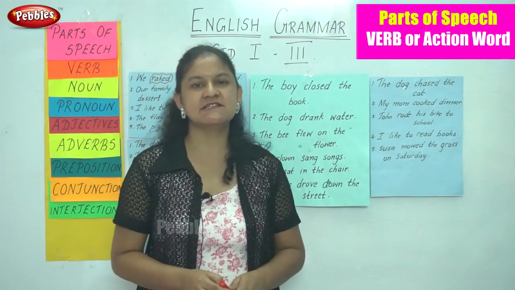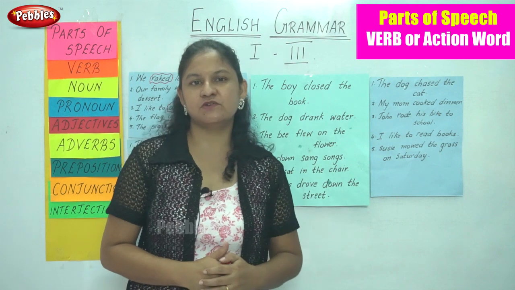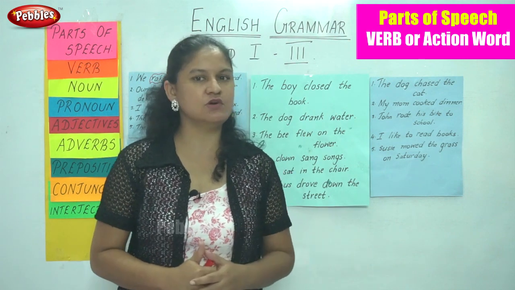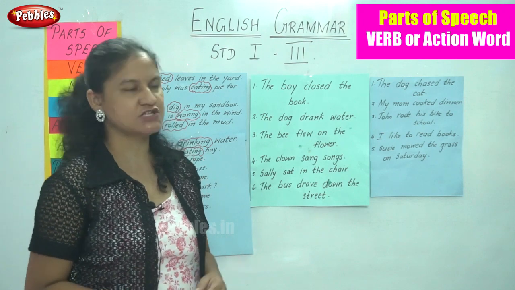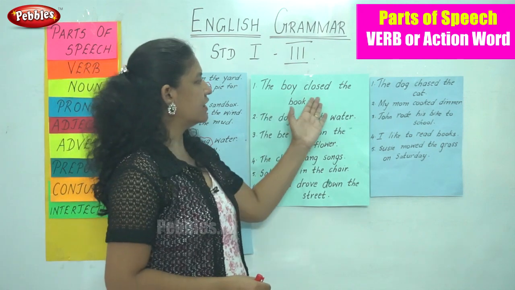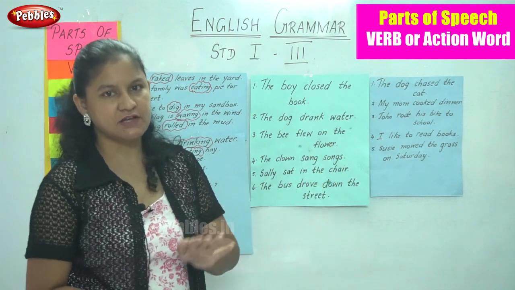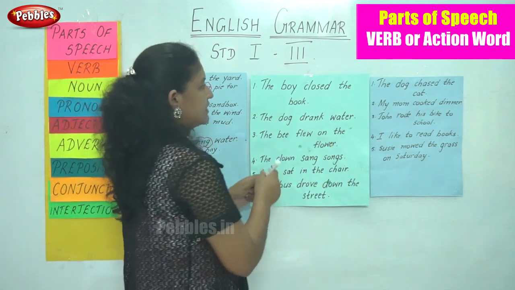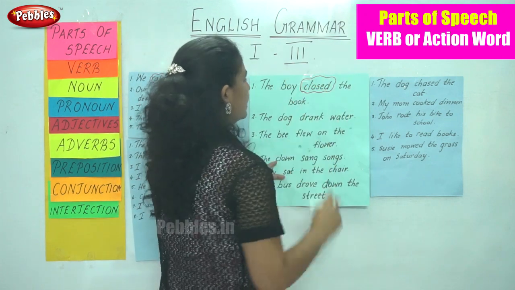Now we are going to see some more sentences wherein you are supposed to find out what is the action word or the verb in the sentence and underline or circle the action word. The boy closed the book. So the action being done by the boy is he closes the book. So the word closed becomes the action word or the verb.